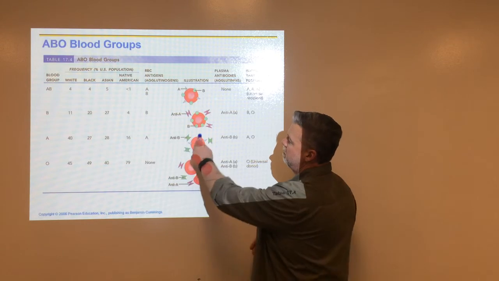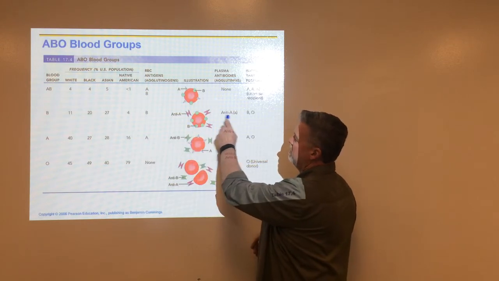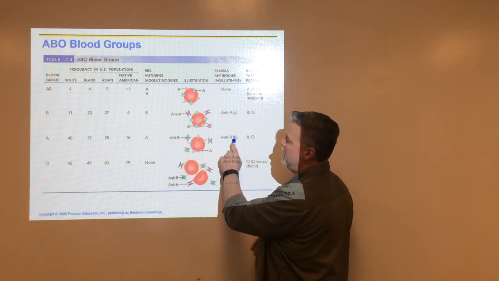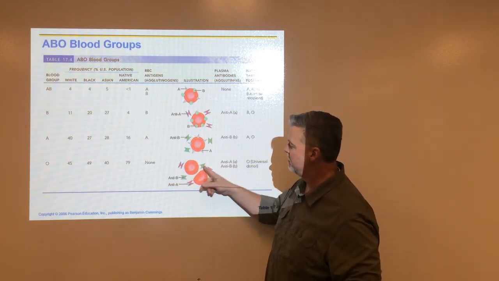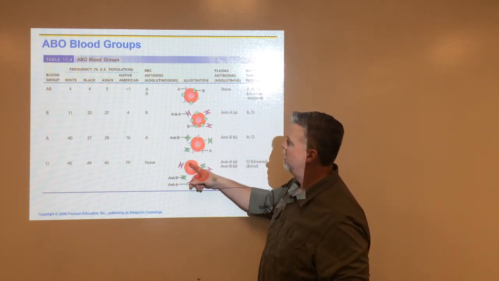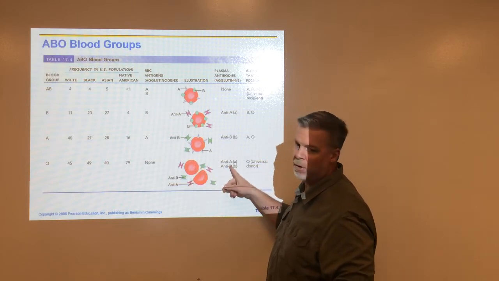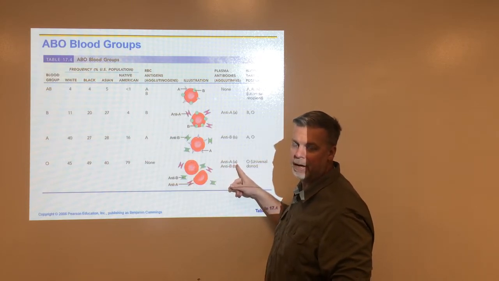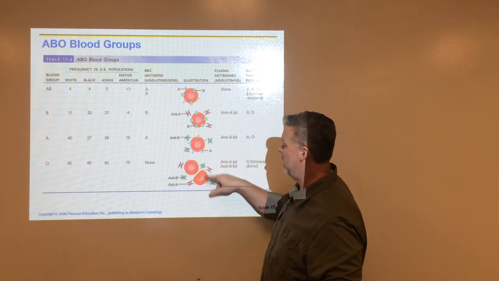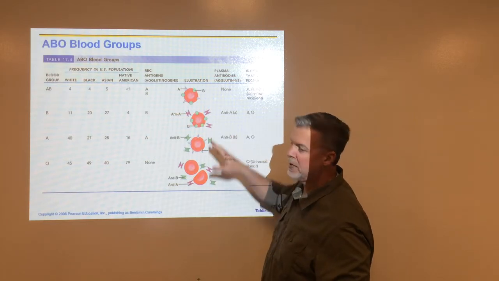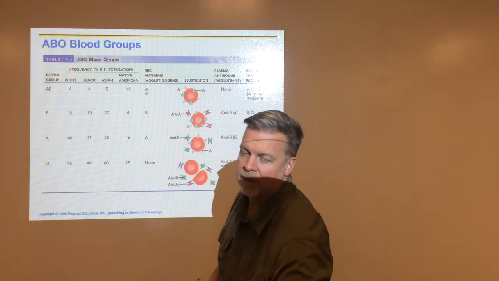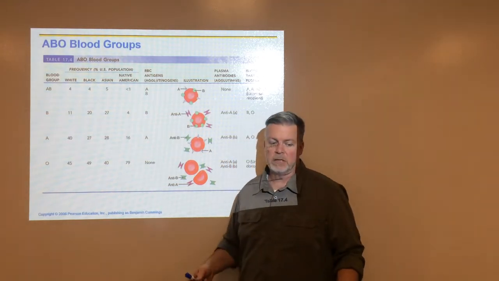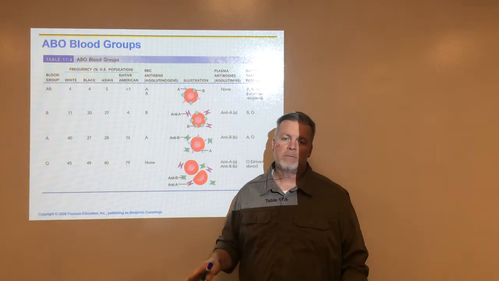So, B-type blood has anti-A antibodies, A-type blood has anti-B antibodies. O-type blood, look, it doesn't have any cell surface proteins, so no antigens here, but it has both the A and the B antibodies. So it will attack both of them if it comes into contact with them. And of course AB blood is not going to have either type because otherwise it's going to be attacking itself.